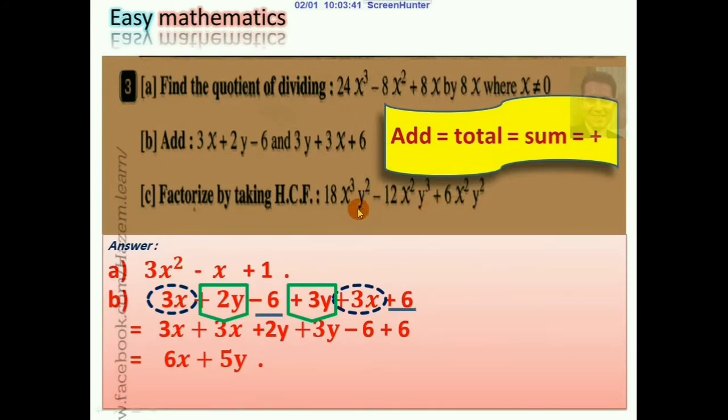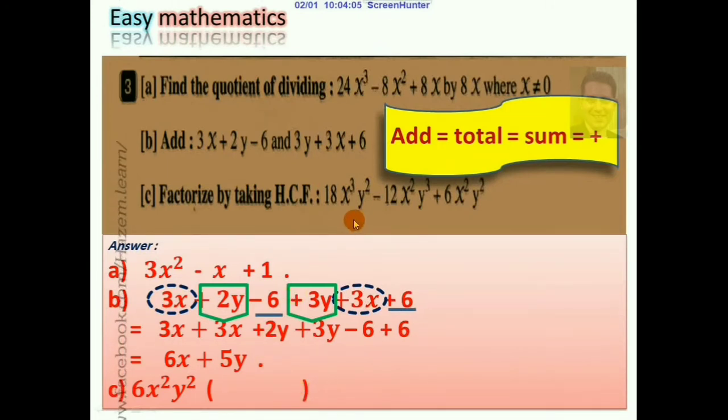The same, we have here y power 2, y power 3, y power 2. We take y with power 2 because we take the repeated symbol with the smallest power. Finally, letter C, the highest common factor will be 6x power 2, y power 2. And don't forget to open brackets. Why?